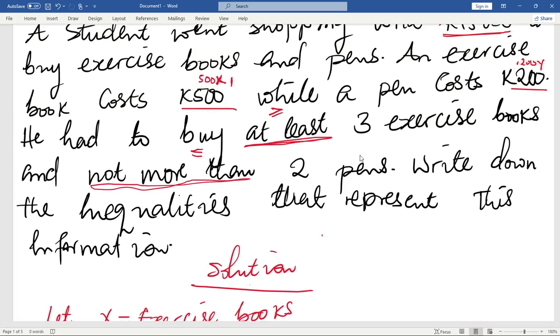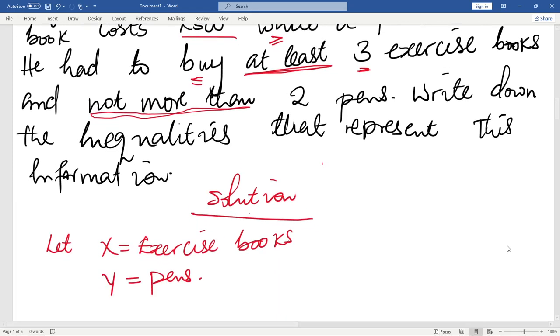We're told he needs to buy at least 3 exercise books. So at least 3 exercise books. Oh, sorry, that's going to be x, not less than 3. So the first inequality that we have is x at least 3, meaning that x is going to be greater than or equal to 3.